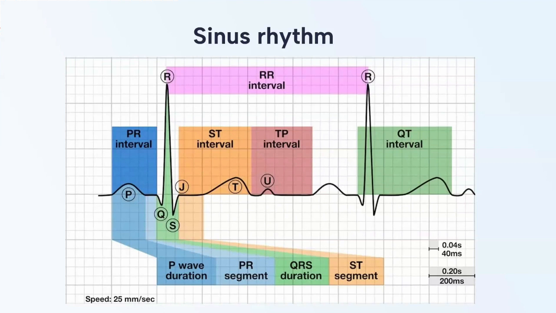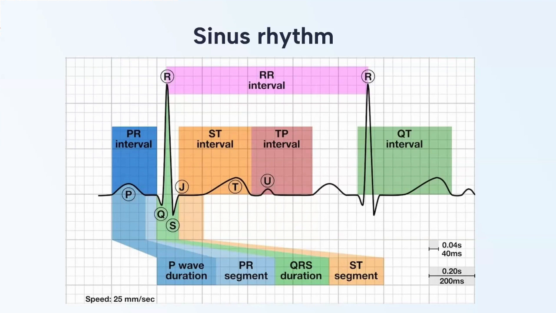A normal QRS width. When you're looking at your dysrhythmias, when you're saying whether it's a narrow complex or wide complex, your narrow complex would be 70 to 100 milliseconds, so that's less than 2.5 small squares, and anything more than that would be wide complex.